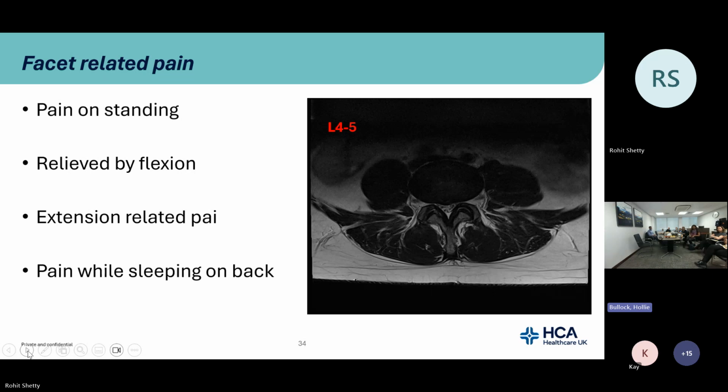So facet-related pain is pain on standing, with relief on flexion, and then it's extension related. Most people will say, I just can't sleep on my back, doctor, it's just so painful, because when we lie flat on our back, we extend it. So they'll say, I'm so comfortable when I lie on my side, I bend my knee, I curl up, and it's a little bit more comfortable.